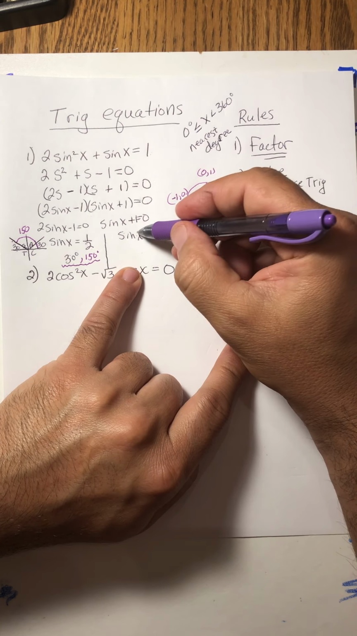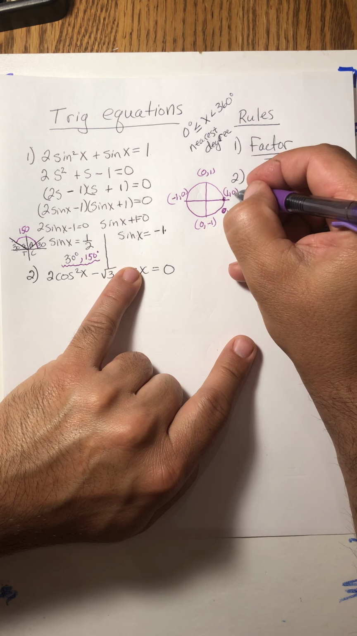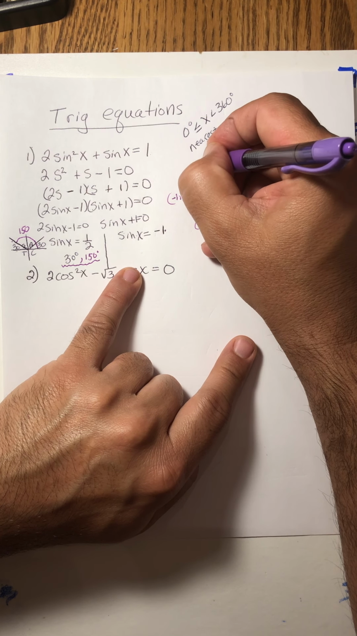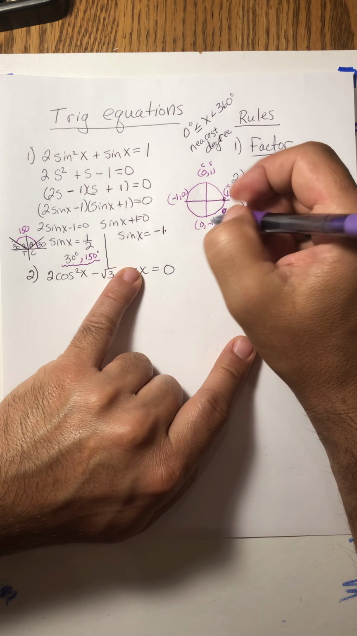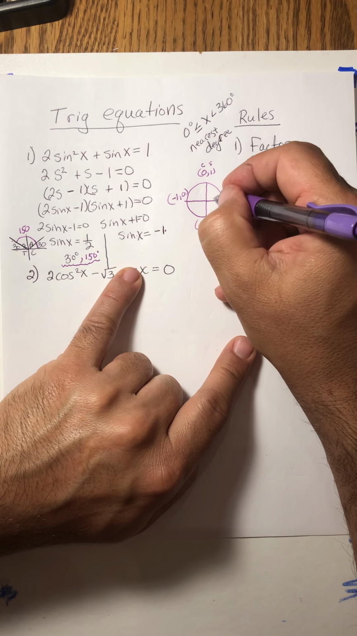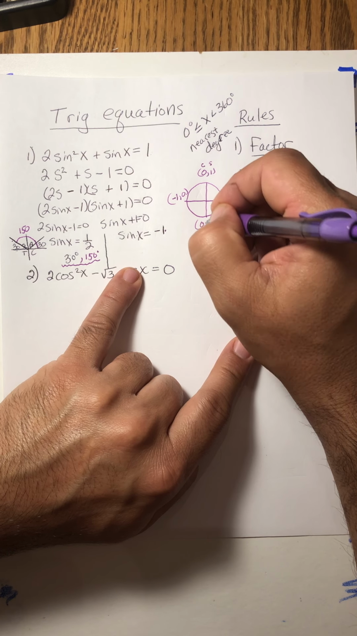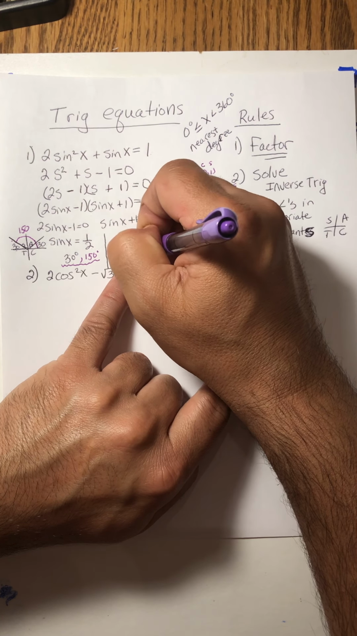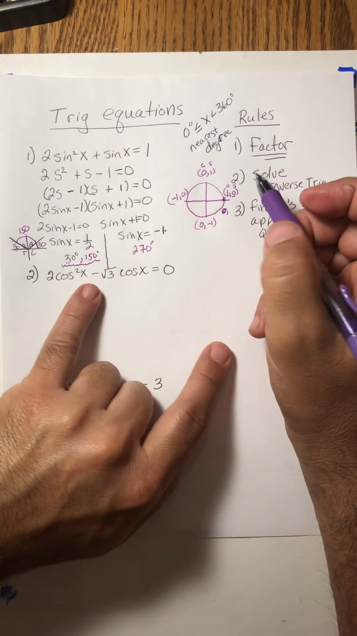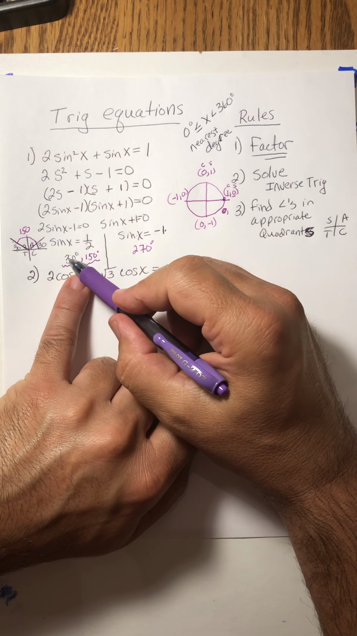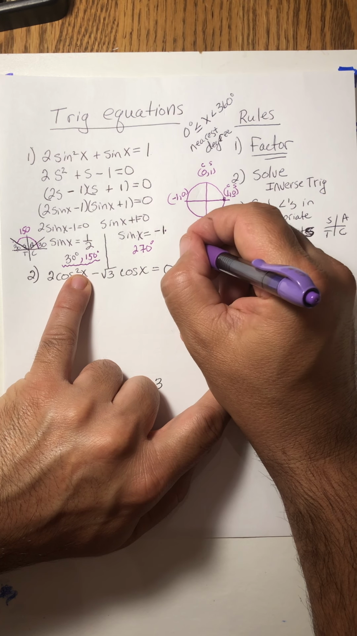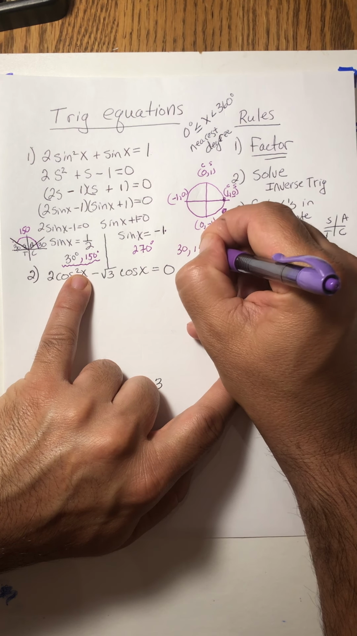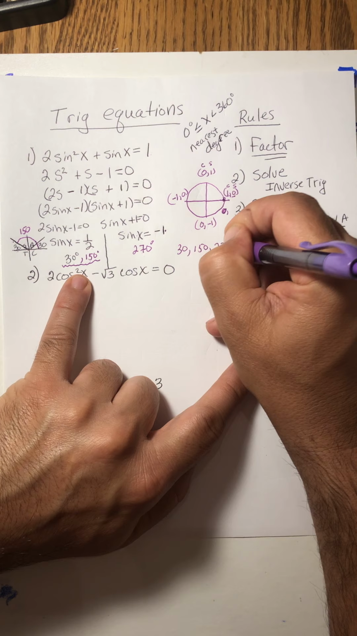Okay? Remember, sine is the y coordinate in the unit circle. Those are your y's, cosine and then the sine, cosine and then the sine. So sine is equal to -1 at 270 degrees. So the answers to this problem are 30, 150, and 270.